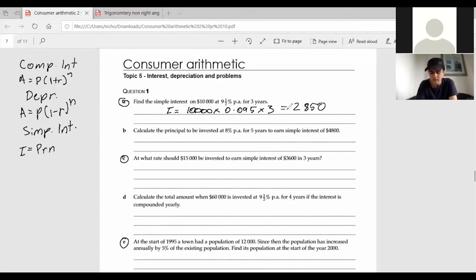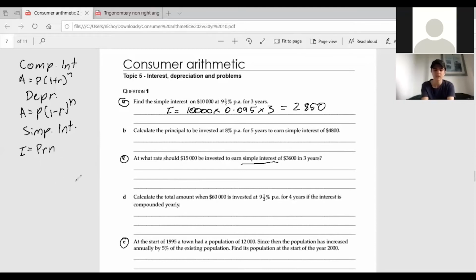All right, and how are you going? I'm just a bit confused what formula C is. Well, we've got three formulas: compound interest, depreciation, and simple interest. Read the question and tell me which formula you think we'll need. I would assume simple interest. Yeah, so we just use the simple interest formula. So we want, at what rate should 15,000 be invested to earn simple interest of 3,600 in 3 years?